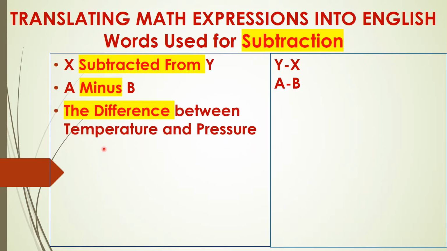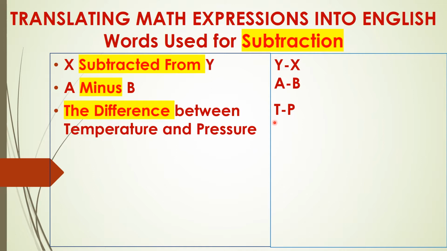Let's look at another example. The difference. That word difference in English on a math test always means subtraction. And so I've got 2 words here, temperature and pressure. The difference between temperature and pressure. Well, we don't know what the temperature is. We don't know if it's 55 degrees. We don't know if it's 60 degrees. The pressure, we don't know. So I'm probably going to have to take 2 variables.